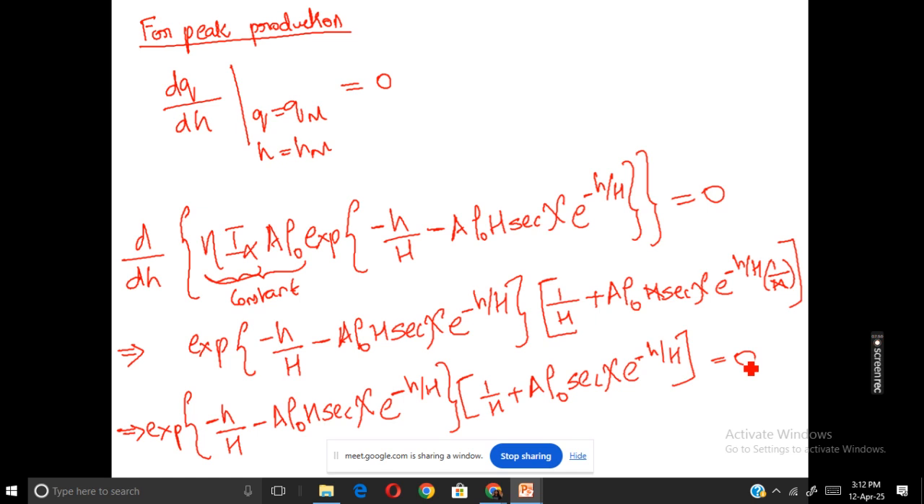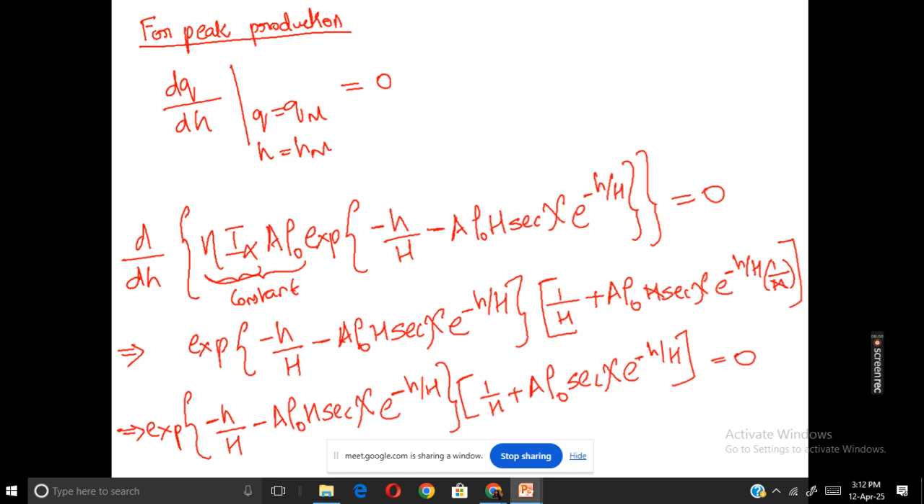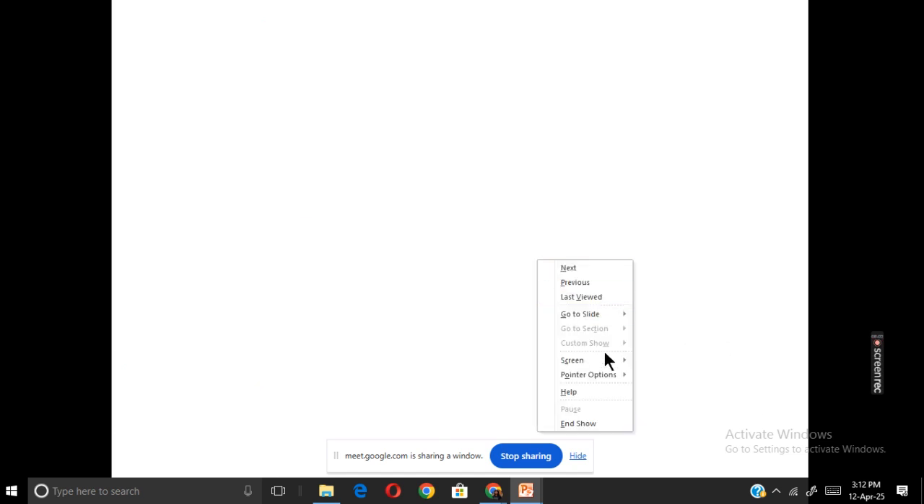So from this there is an exponential term and there is another term. The exponential term cannot be 0. Since the exponential term cannot be 0, the second term will be 0. Second term, exponential value will always be greater than or equal to 1.